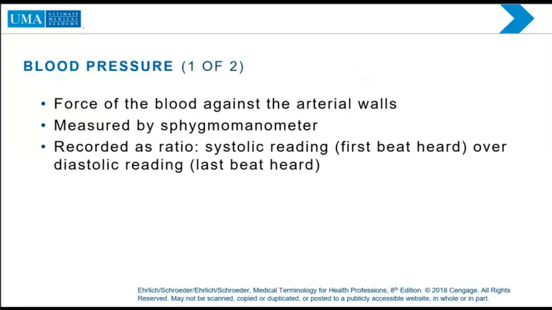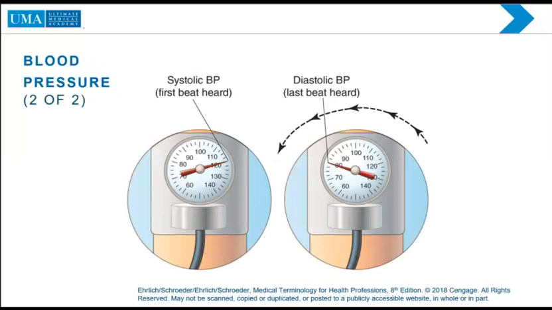Now let's look at blood pressure. Blood pressure is the force of blood against the arterial walls. It's measured by a sphygmomanometer. It's recorded as a ratio. That's the systolic reading, which is the first beat heard, over the diastolic reading, which is the last beat heard. In this picture, you see a reading of a blood pressure. Again, the systolic BP, that's the first beat heard, and the diastolic BP is the last beat heard.